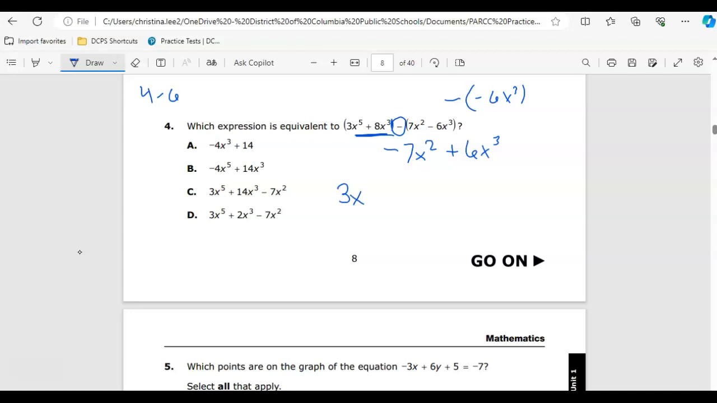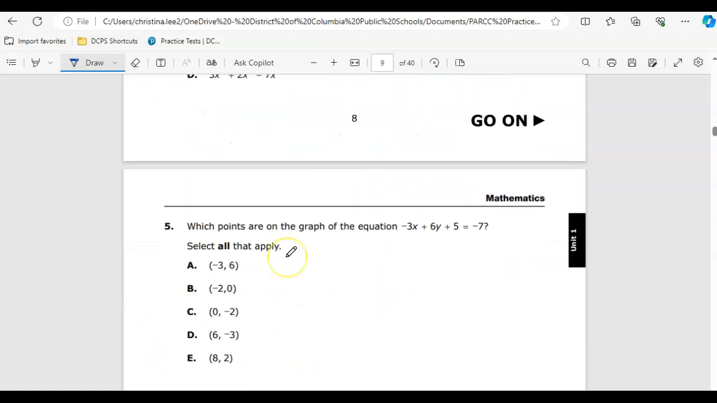So we have 3x to the 5th power. There's no other 5th power out there. There's no 4th power, so we're going to look next at our 3rd power, or cubed. 8x plus 6x is 14x cubed. And then we have our minus 7x squared. There are no other squared terms, so that one remains by itself. Your answer is therefore C.